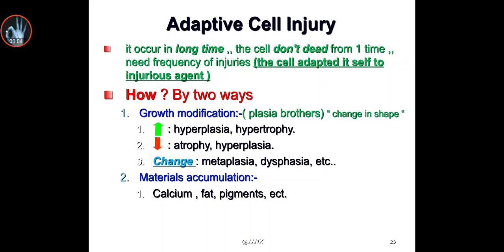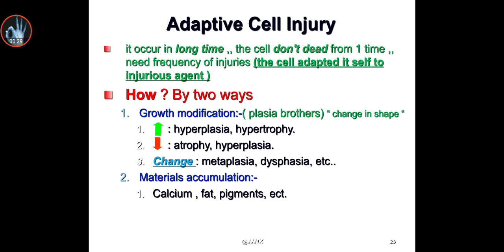تكلمنا في المحاضرات السابقة في الجنرال باثولوجي عن general pathology, its definition, and the core of pathology, the cell injury, and we say there are three outcomes of cell injury. We have reversible, irreversible, and adaptation. We already talked about reversible and irreversible cell injury.